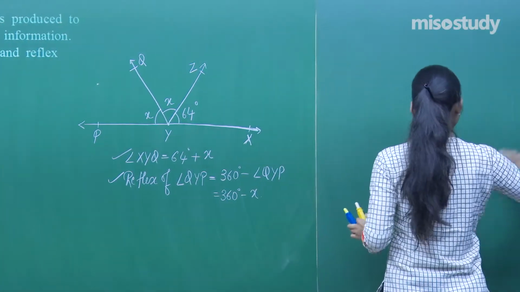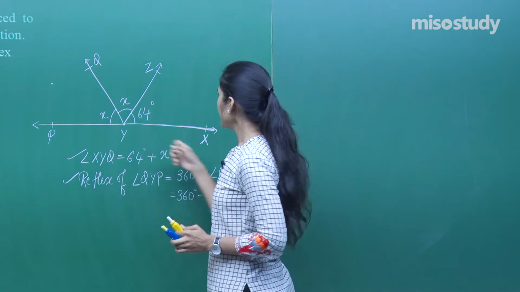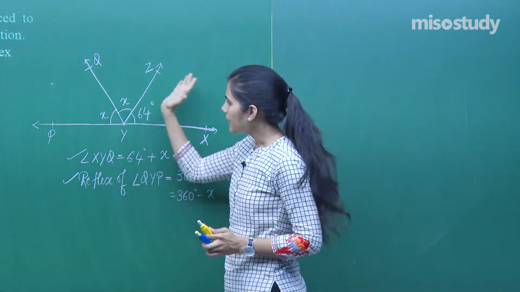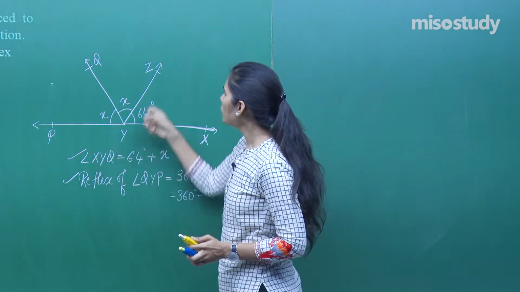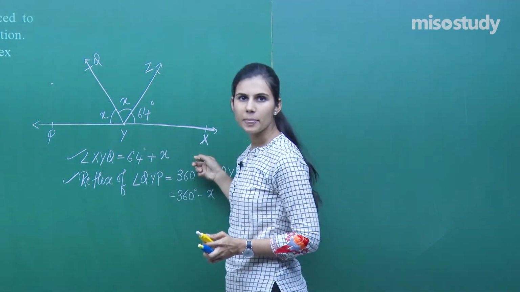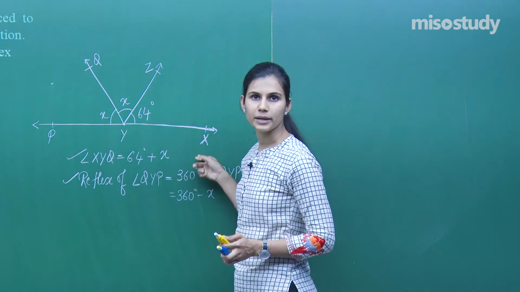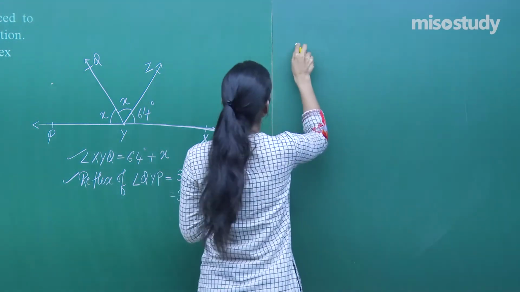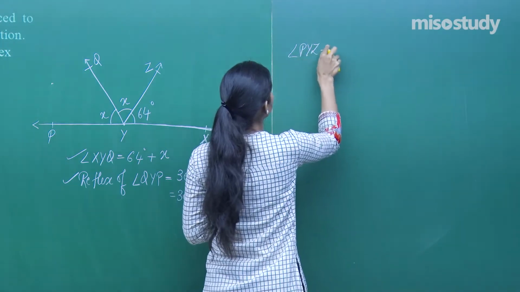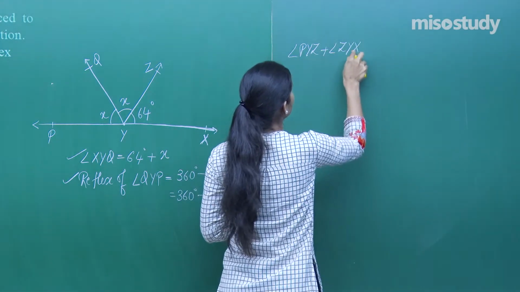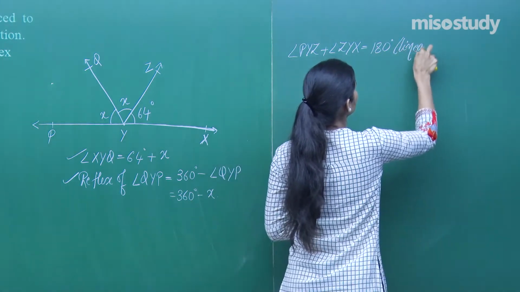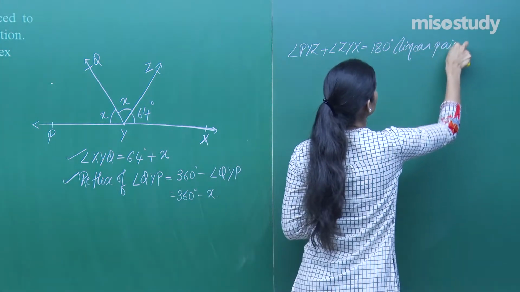Why? Because this PX is a straight line over which YZ ray is standing, thereby creating two adjacent angles PYZ and ZYX. They will be adding up to give me 180 because of forming a linear pair. So, I will have PYZ plus ZYX is 180 because they are forming a linear pair of angles.